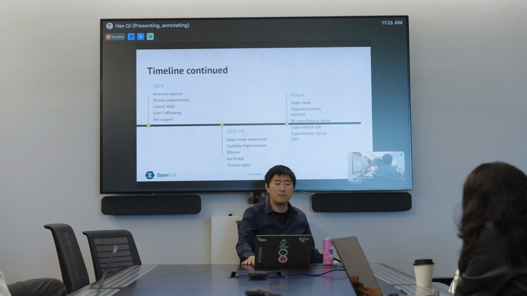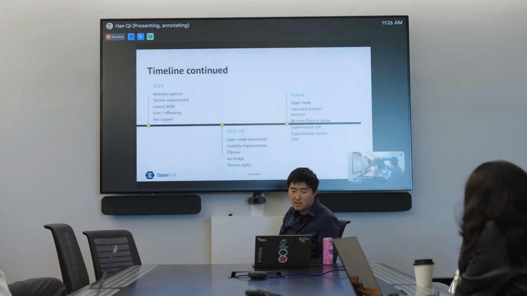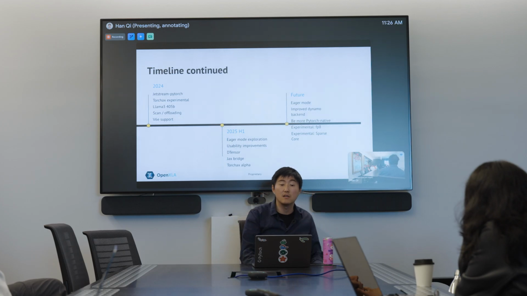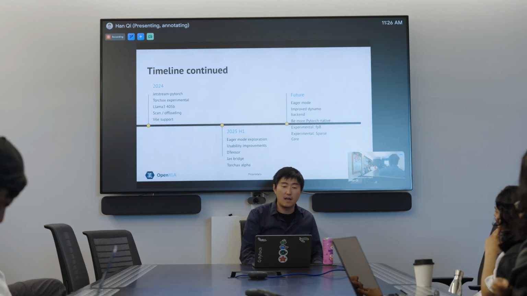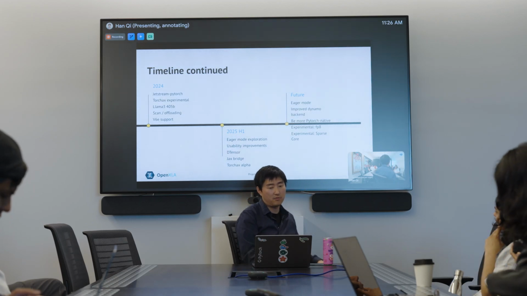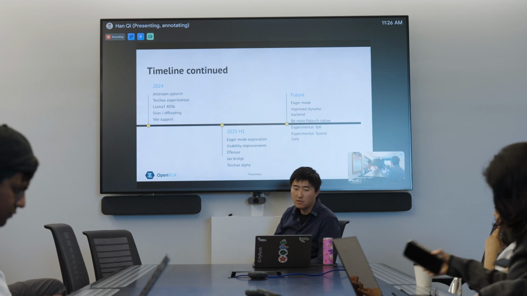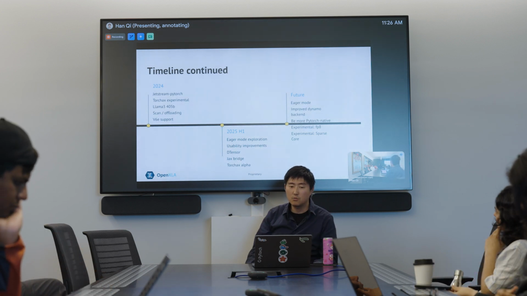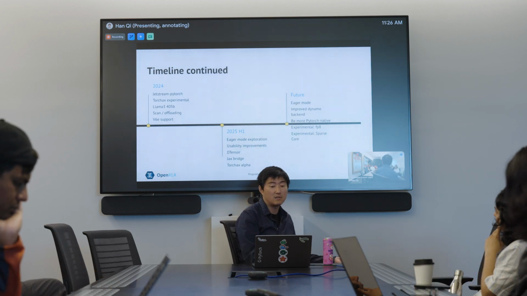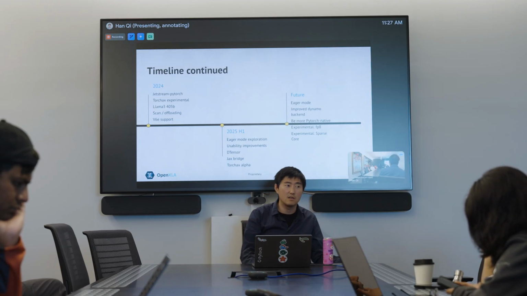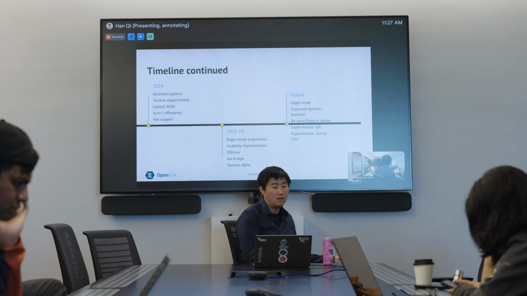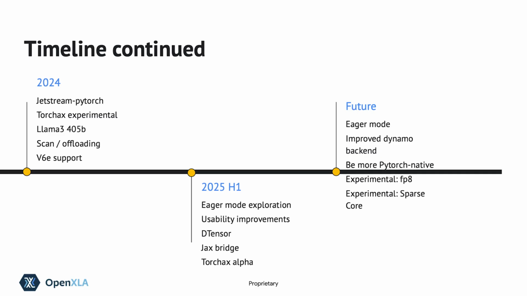And then the timeline continued. In 2024, last year, we did JetStream PyTorch. That's an inference solution. JetStream was released as an inference solution for JAX, and we added a PyTorch backend for it. So we also have an inference solution for PyTorch. This work was announced last year at Cloud Next, and the current plan for it is to merge into vLLM's JAX support.